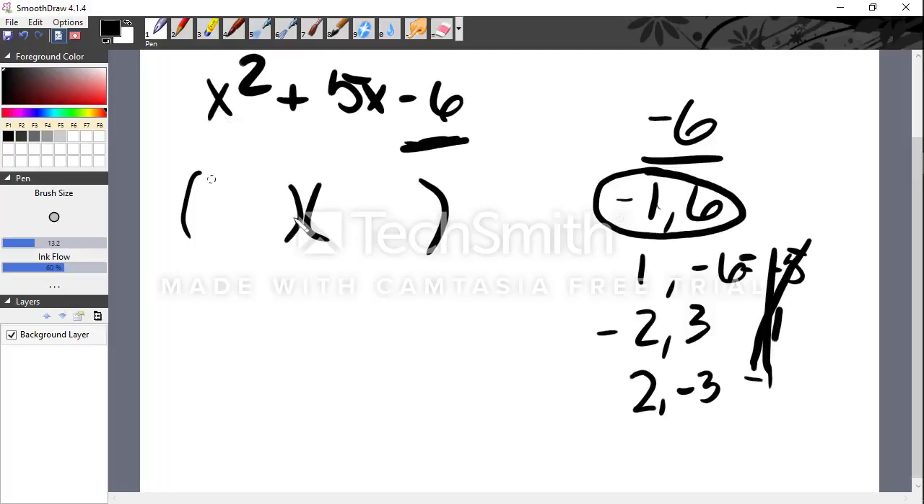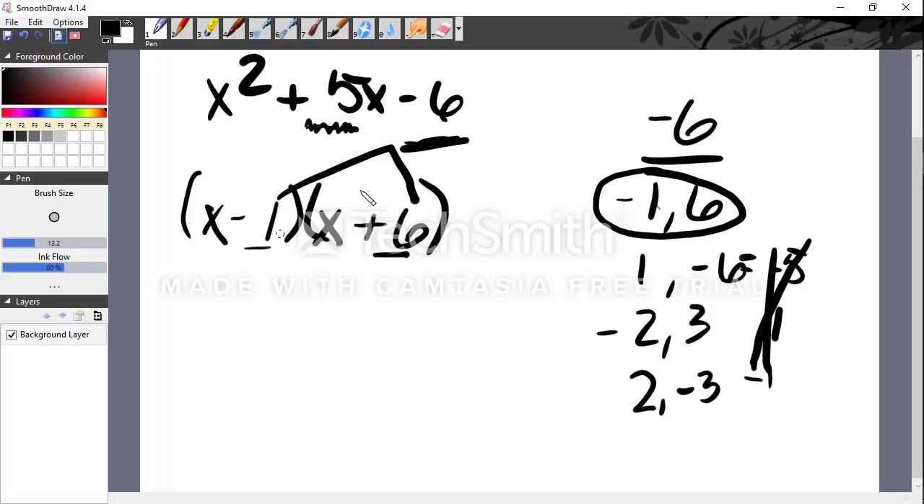So for x squared, I'm going to need x times x, right? And these special numbers, I need a negative 1 and a positive 6. These two numbers multiply together to give me negative 6, and when I add them together, I get 5x. Okay, so let's test it out.